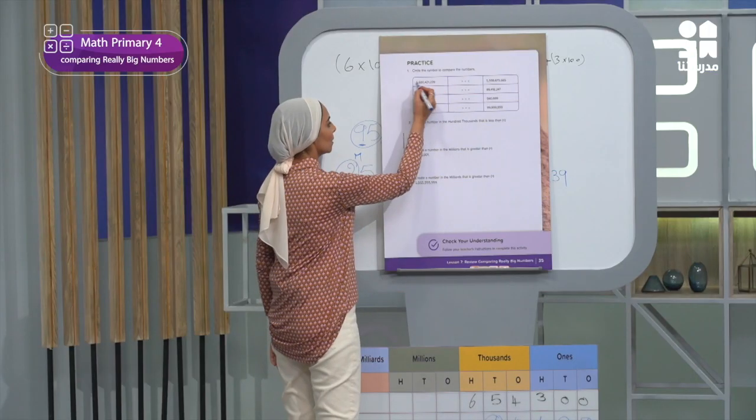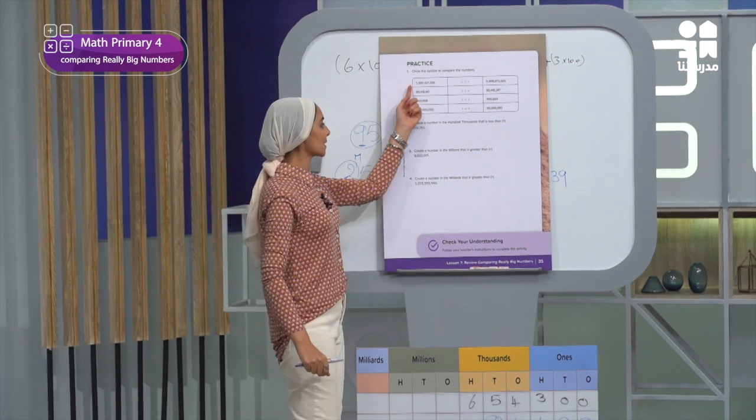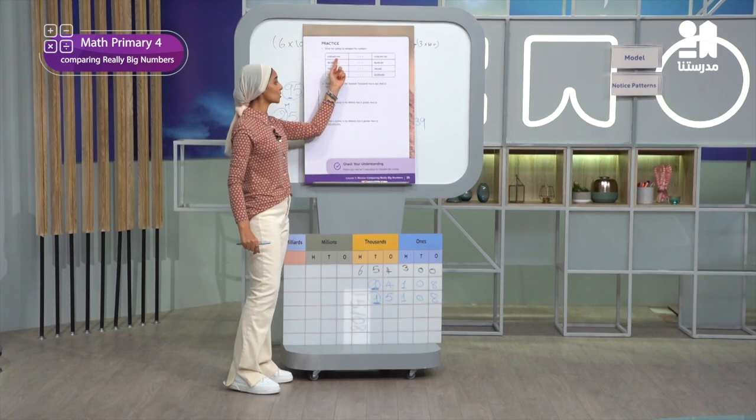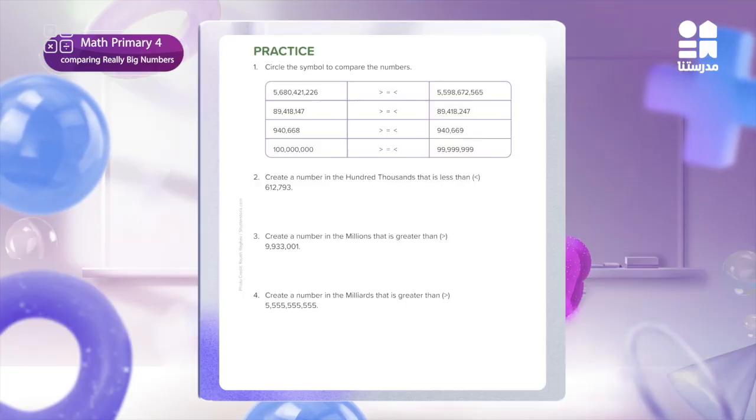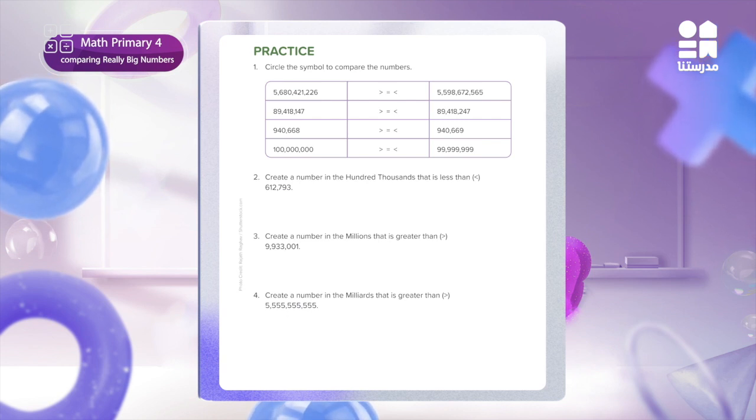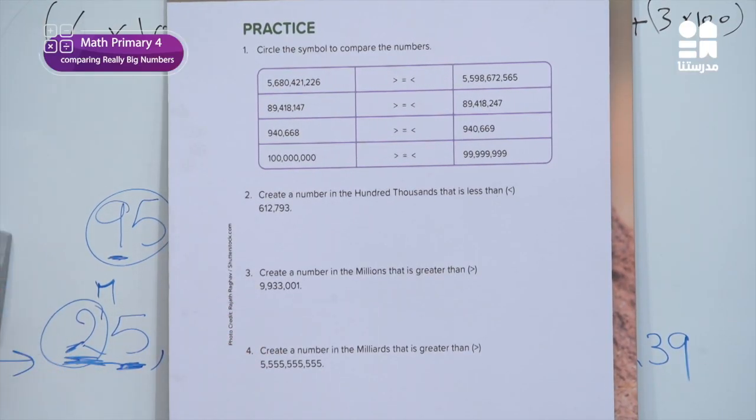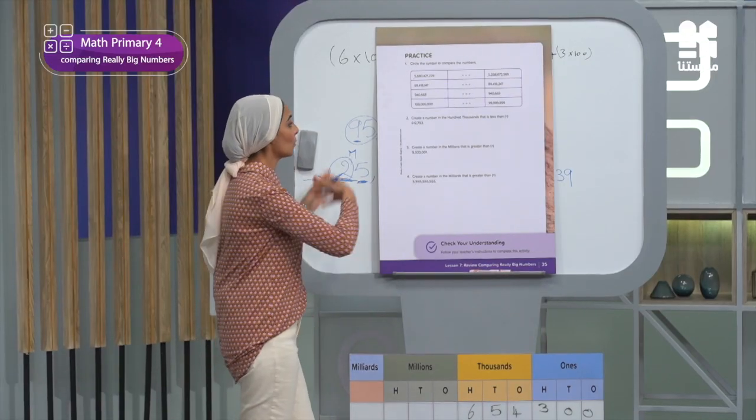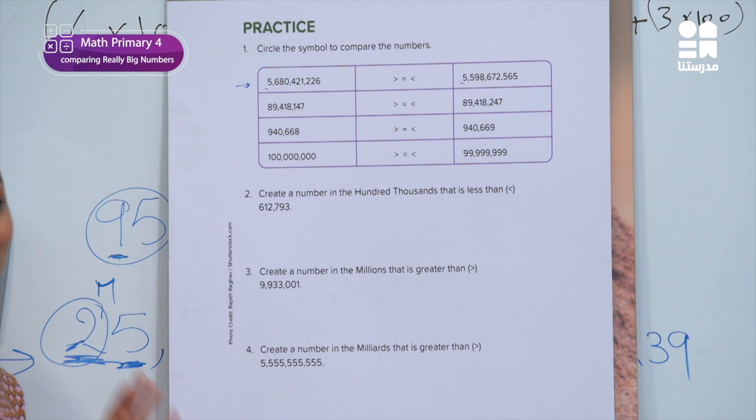Here, how can I read this number? Yes, I have 4 periods here. So the biggest one is, yes, milliard. The first number, 5,680,421,226. The second number, 5,598,672,565. So which is the bigger and which is the smaller? Let's go step by step. Here I have in the milliards 5 and 5. So I will move to the next digit. And don't forget, I will start from the left side.